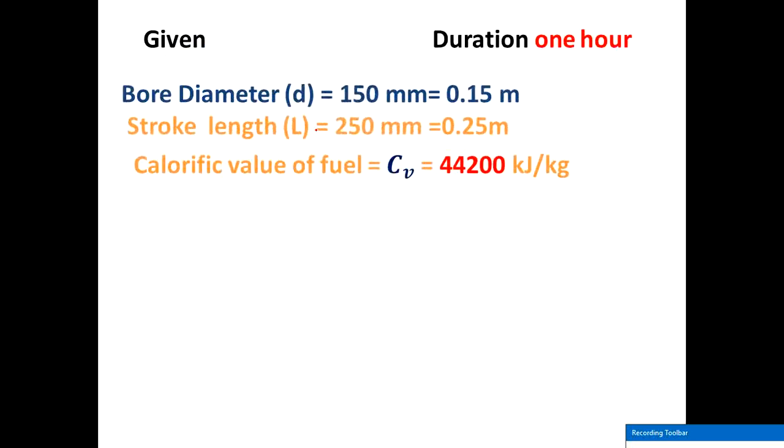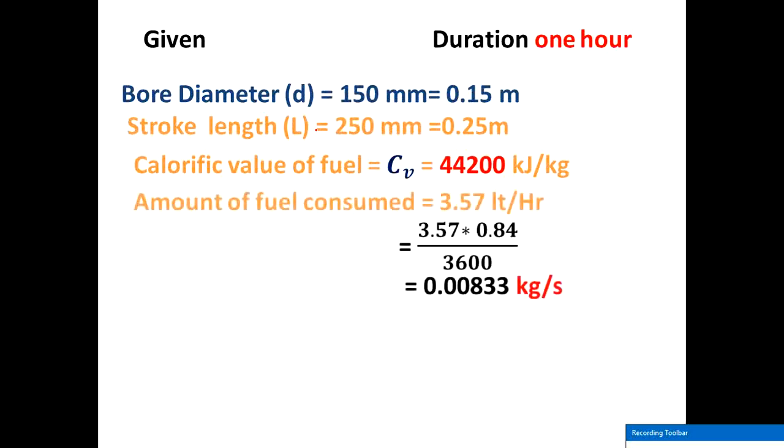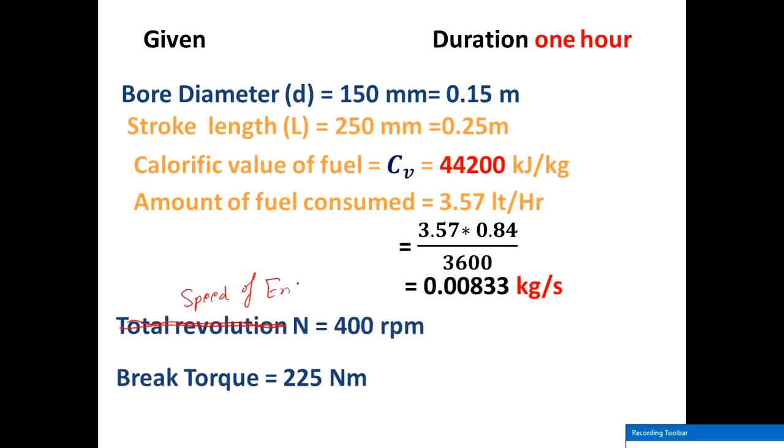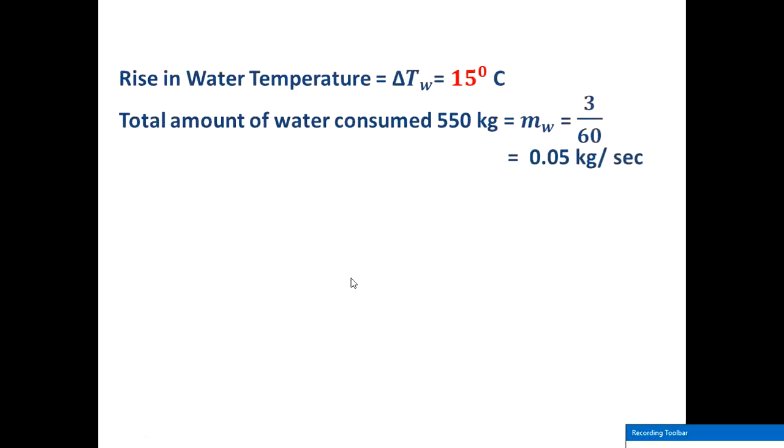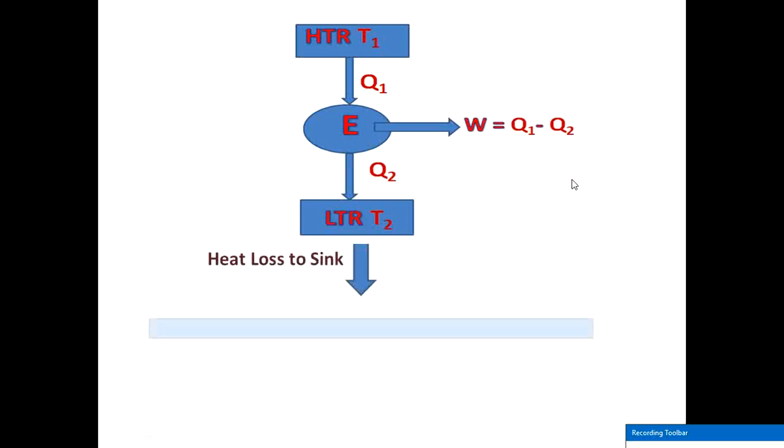See, diameter and stroke, everything are given. Amount of fuel consumed is 3.57 liters per hour; you calculate this per kg per second. Speed of engine, you write down the speed of engine. Rise in temperature of water, TW, is directly given as 15 degrees Celsius, that's all. That is TW minus TWI, they are given directly. Therefore 3/60, this one. Next, these things you know very well.